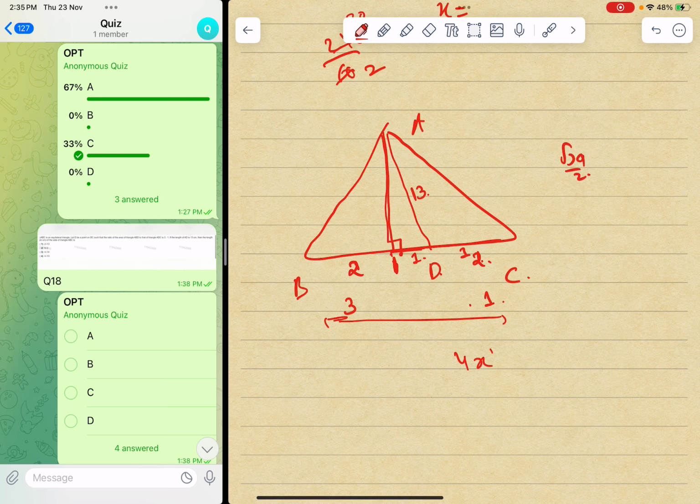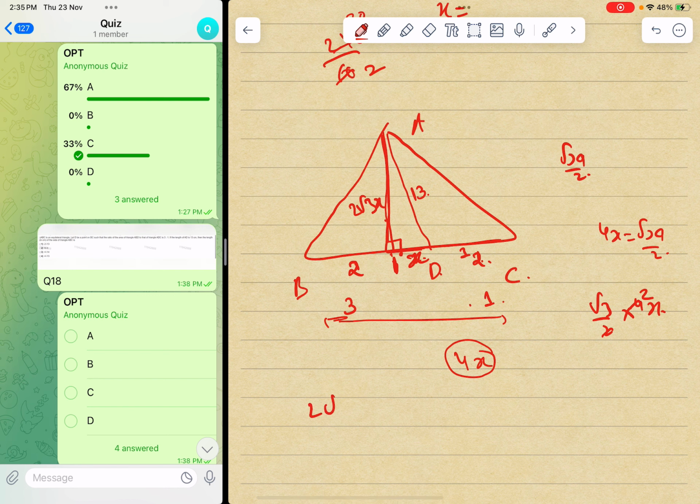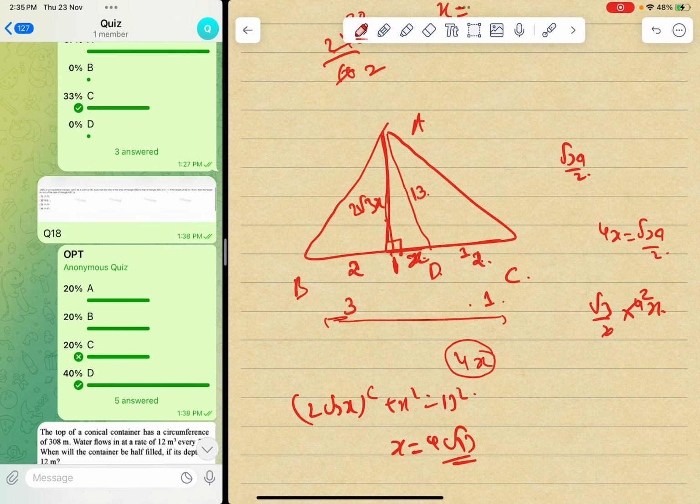So the height we can write as root 3a, where a is the side, so this is 4x, so 2x, so the height is 2 root 3x. Now we can easily spot a right angle triangle. We can solve this: (2 root 3 x) square plus x square equal to 13 square. On solving we got x as 4 root 13. This was our question only, the length, so 4 root 13, so D is the answer. My bad, it wasn't that visible. Okay, so questions number 19 and 20 we are done.